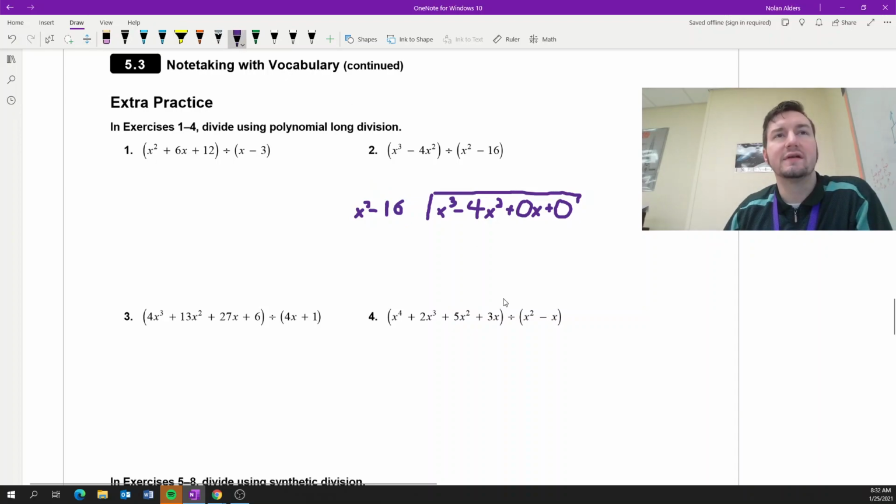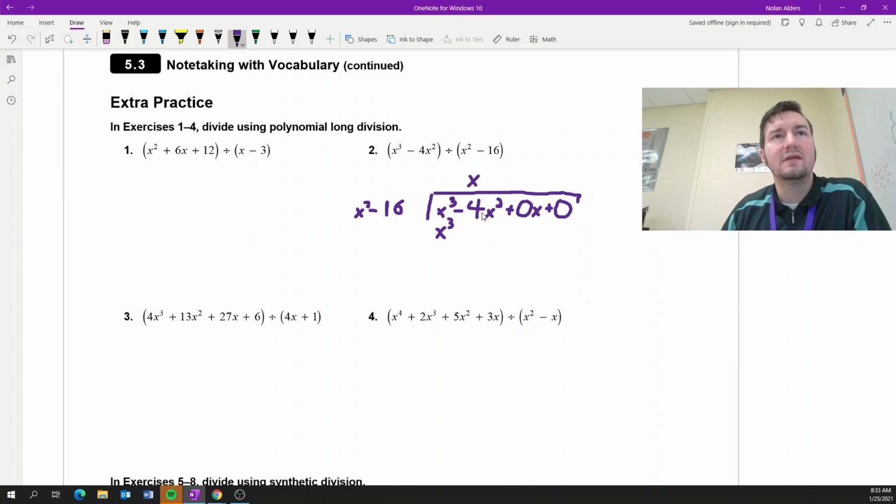So we're going to ask ourselves, what times x squared gives us x cubed? And of course, that would be an x. So we're going to write an x up here. Oh, that's a terrible x. Let's try that again. All right, x times x squared is x cubed. So we'll write that under here. This is the same thing we do with long division with regular numbers. Then x times negative 16 is negative 16x.